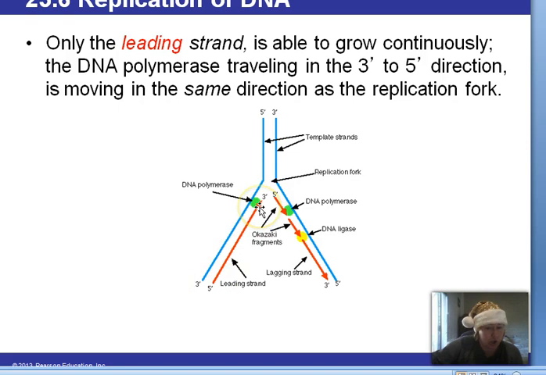This guy can only grow 3' to 5'. So it has to go in little short jerks all the way backwards. So there's a leading strand, which is the main strand, and it's able to grow continuously.